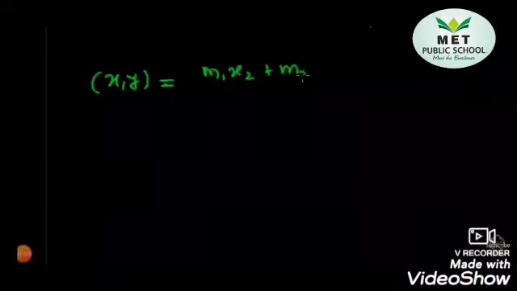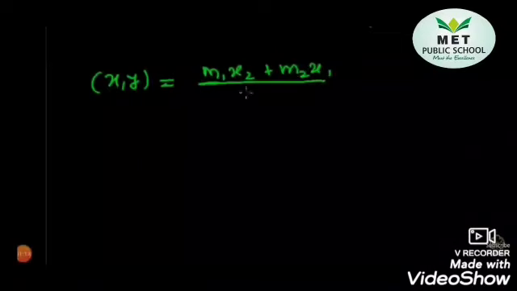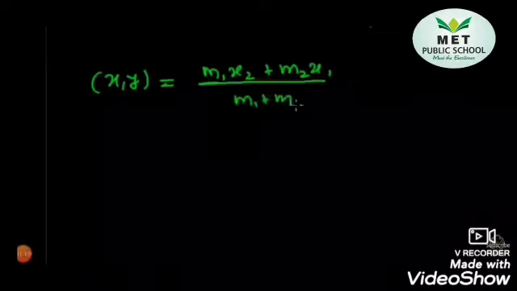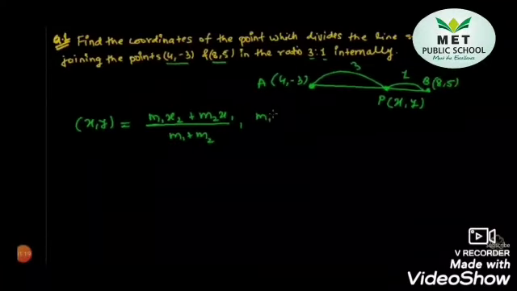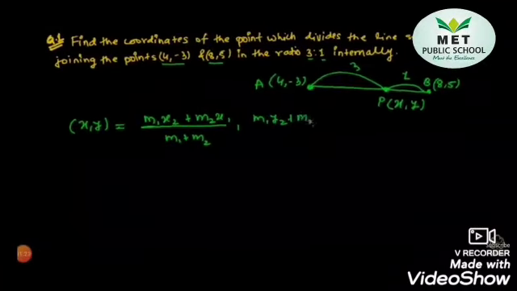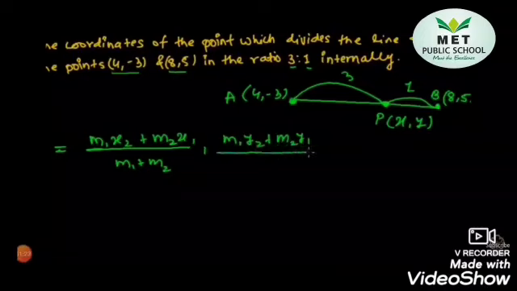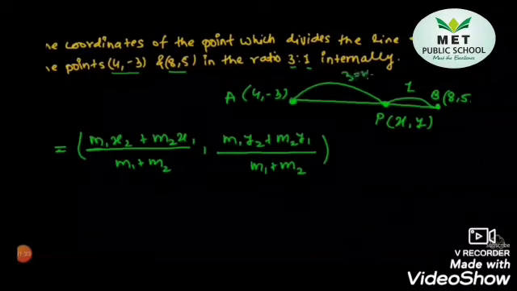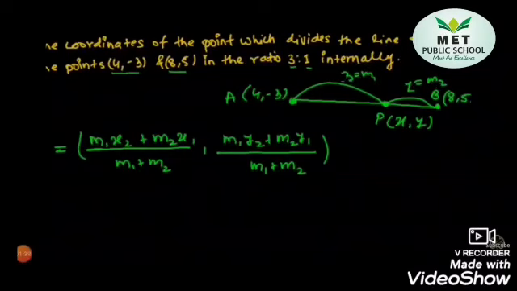To begin with, let us write the section formula. (x, y) is equal to ((m1 x2 plus m2 x1) divided by (m1 plus m2), comma, same thing, wherever you have written x, you will be writing y now. So (m1 y2 plus m2 y1) divided by (m1 plus m2)). Here m1 and m2, wherever you are seeing, it is nothing but the ratio. 3 is m1 and 1 is m2.